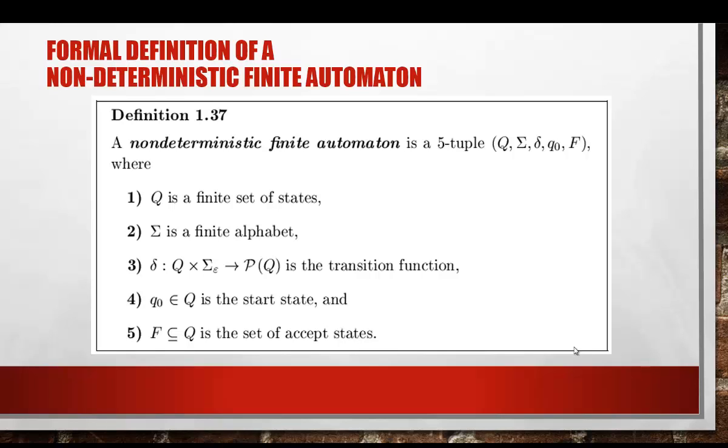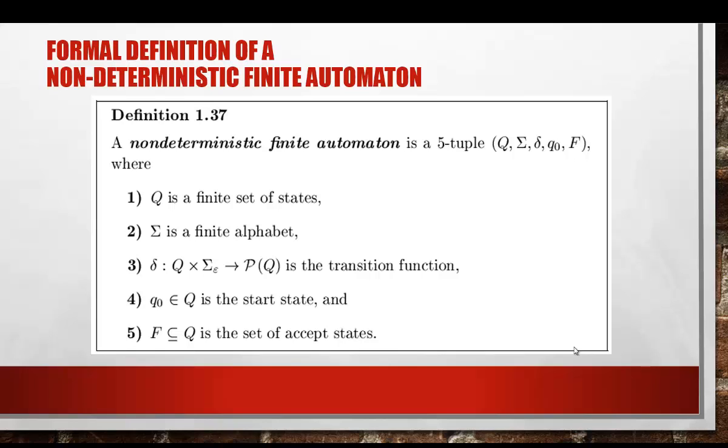The difference between the DFA and an NFA, obviously by looking at this definition, is item 3, which is the transition function. If you remember, a deterministic finite automaton we defined as a 5-tuple Q, sigma, delta, Q sub 0, and F, where Q was a finite set of states, sigma was a finite alphabet, delta was a transition function from Q cross sigma to Q, and Q sub 0 was your start state, one of the states, and F, a subset of the set of states, was the set of accept states.